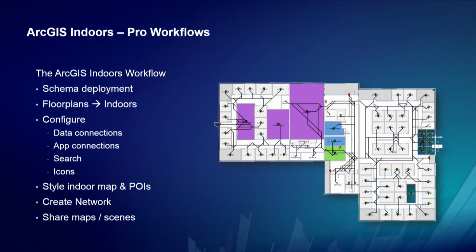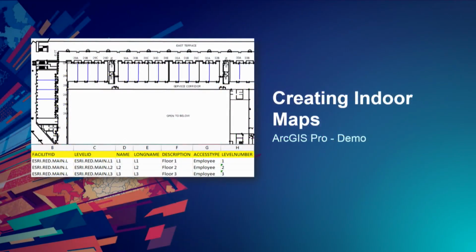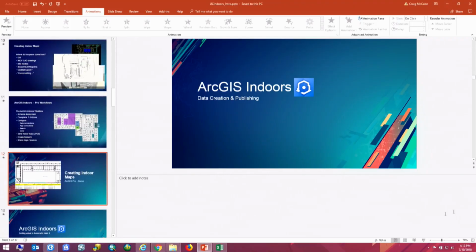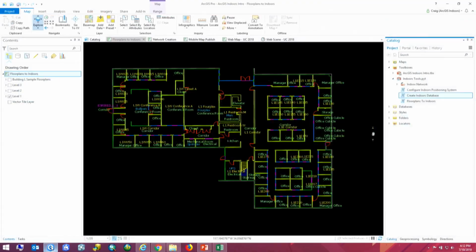And then finally, we want to share these maps and scenes out so that our application can use them via mobile map packages, web maps, web scenes for our 2D and 3D web application or our mobile map on iOS and Android. So let's go to ArcGIS Pro for a quick run through and demo.